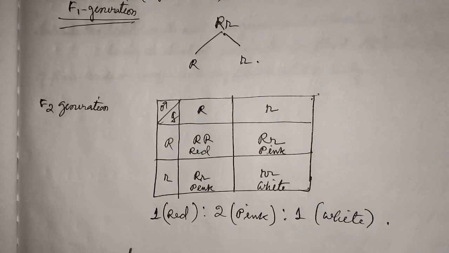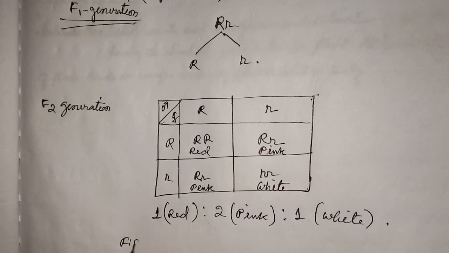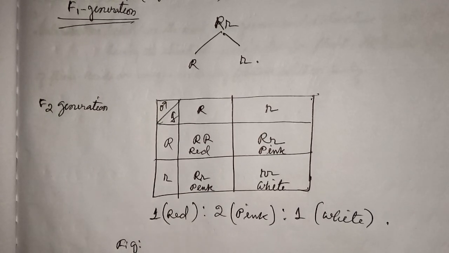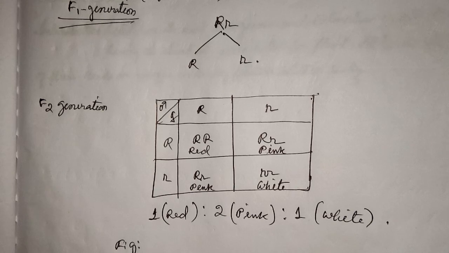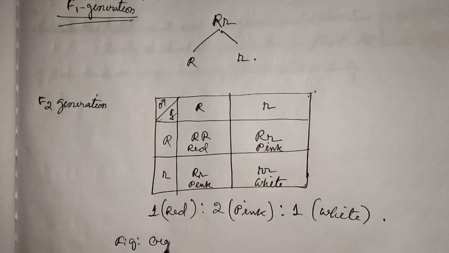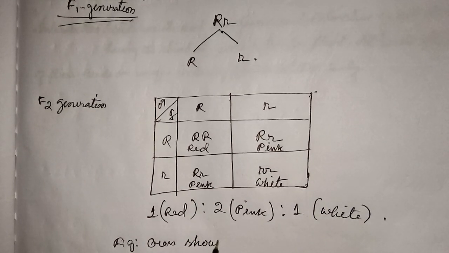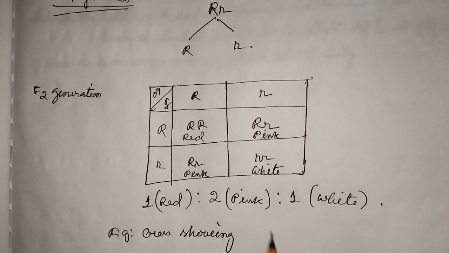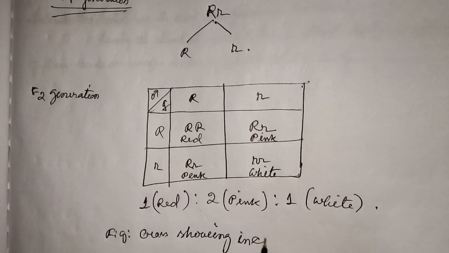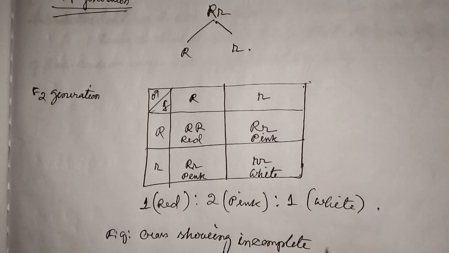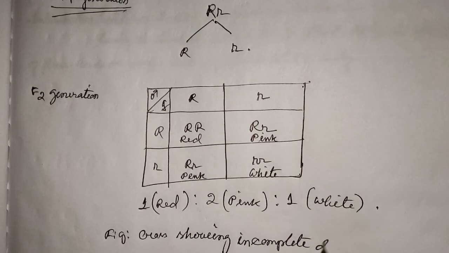So the figure represents the cross showing incomplete dominance.